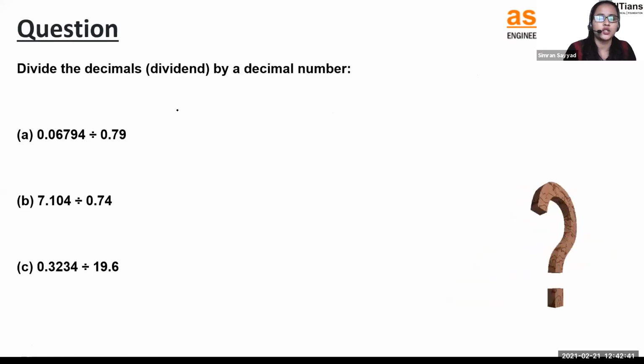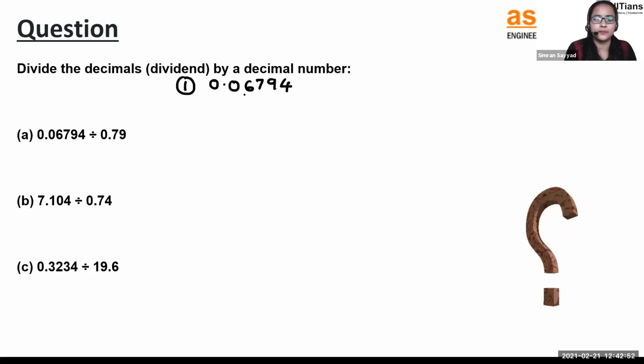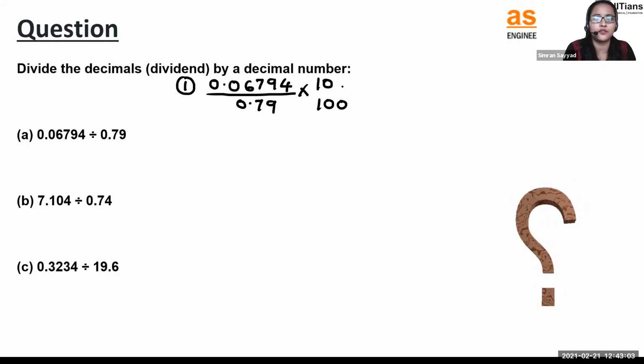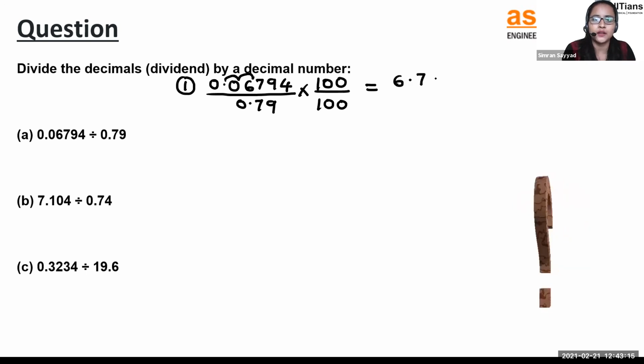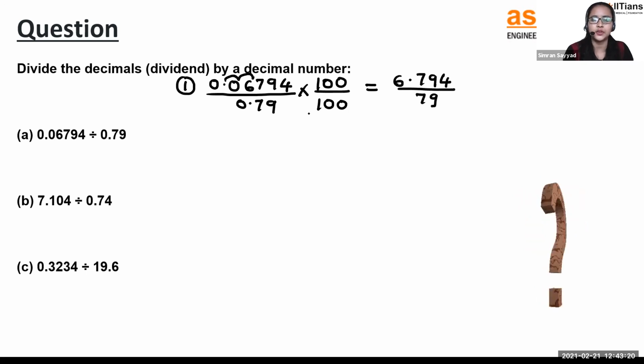Okay, perfect. Now let's quickly do this. For my first one, I'll write it this way: 0.06794 divided by 0.79. So to get a whole number, what should I do, dear students? Yeah, I have to multiply it by 100. Here also I have to multiply by 100. If I multiply by 100, how many decimals? 1 decimal, 2 decimals. So what I'll be getting in the numerator? 6.794 divided by 79. Yes or no?